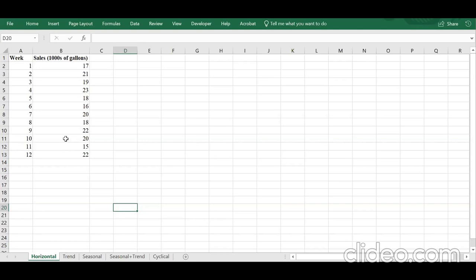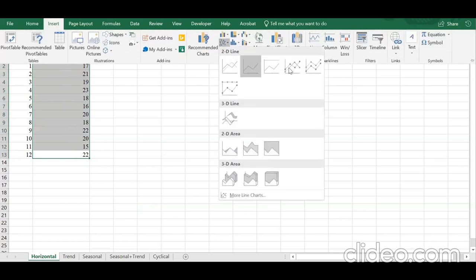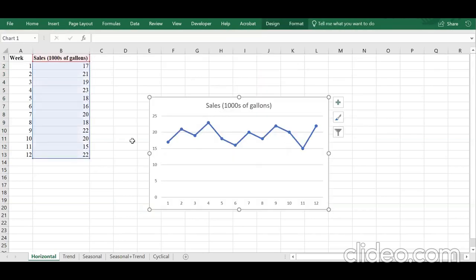In order to be able to visualize the time series and hopefully identify the pattern that exists, we use a time series plot, or simply the line chart that we all know how to do, right? So I'm just going to select the variable of interest. We're going to do a line chart, insert, and a line with marker. I'm going to go with line with marker. That's the tool that we use in this chapter for first visualizing and then identifying the pattern.